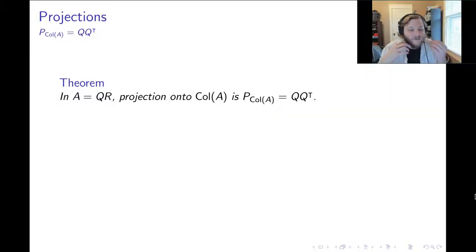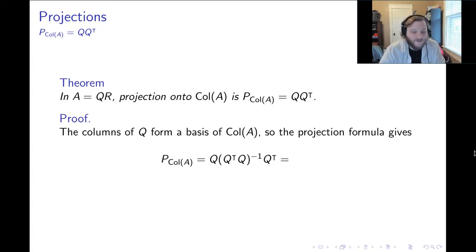So let's see how these properties of QR factorizations make our lives easier. Remember that one of the properties in a QR factorization is that the columns of Q form an orthonormal basis of the column space of A. So now we get a new theorem. When A equals Q times R, it turns out that we can easily calculate the projection matrix onto the column space of A with the formula: projection matrix onto the column space of A equals Q times Q transpose.